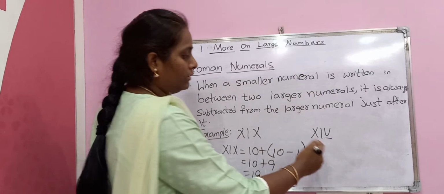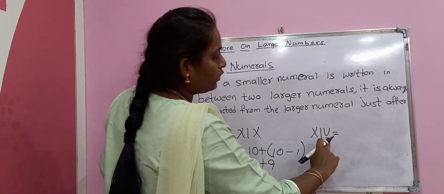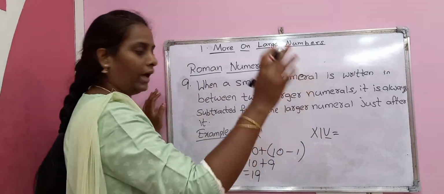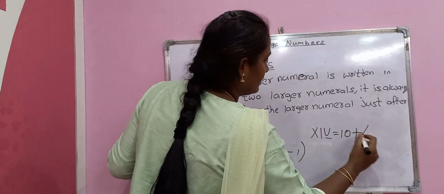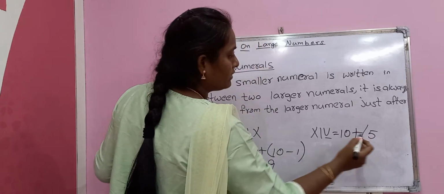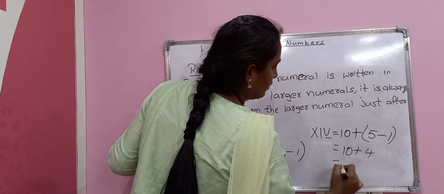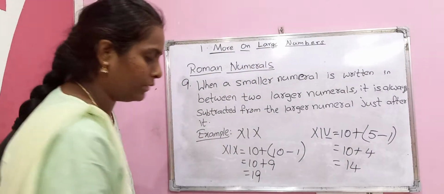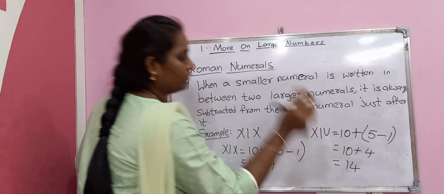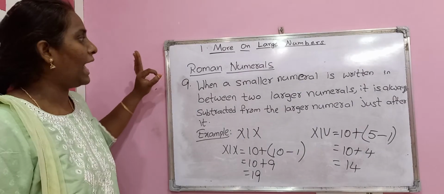After the smaller numeral. So which number is there here? Which numeral is there? V is there. So subtract the V and I. What is the 10 value? 10 plus. Next subtraction. 5. V value is 5. 1. 10 plus 4. 14. Copy that example also. Copy everything in the classwork.